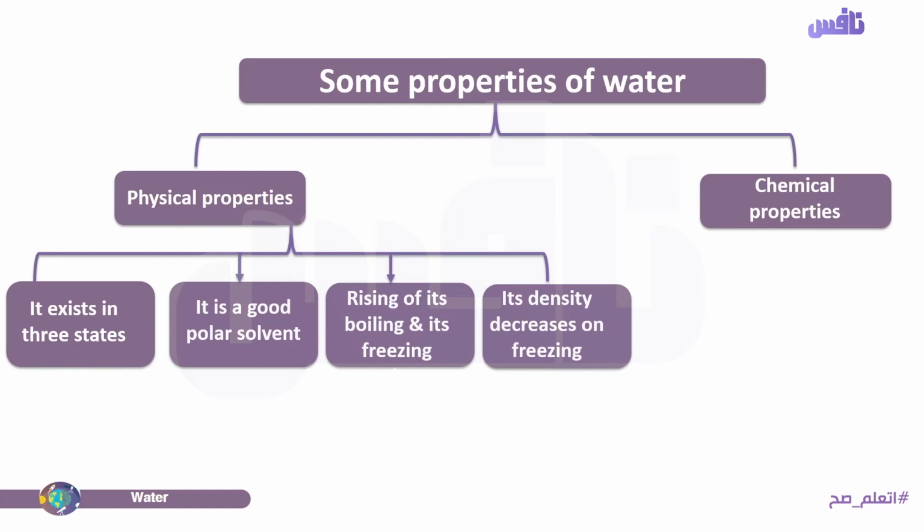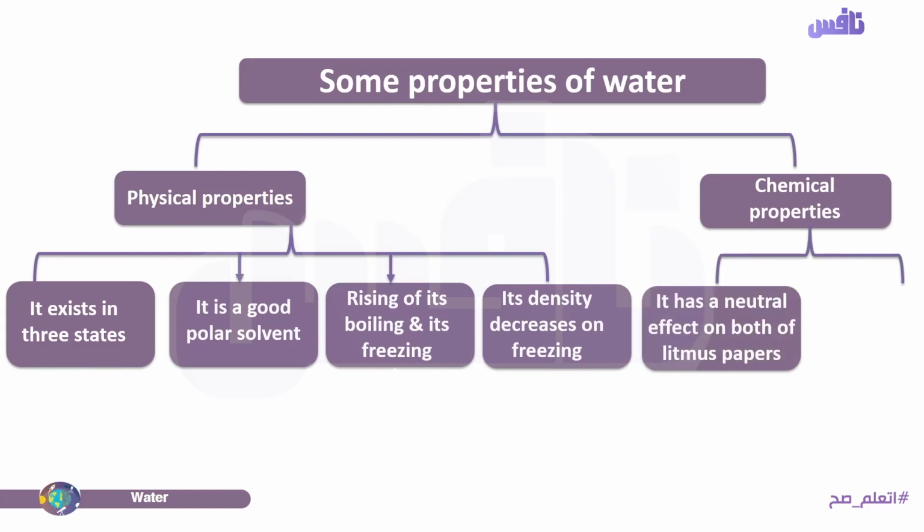What about the chemical properties? The chemical properties: it has a neutral effect on both types of litmus paper. The second, electrolysis of water.